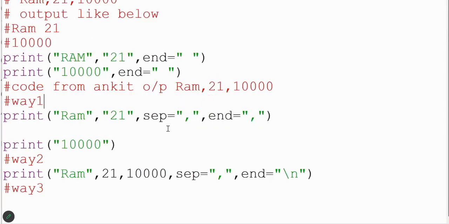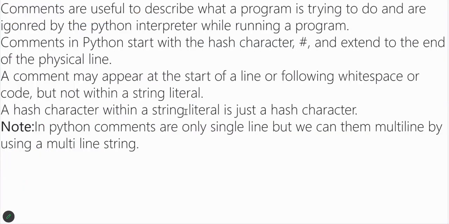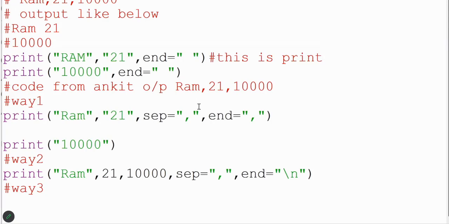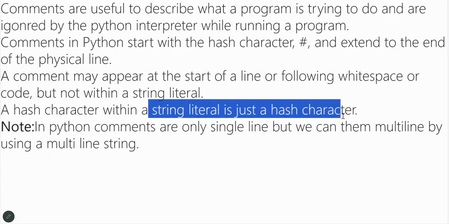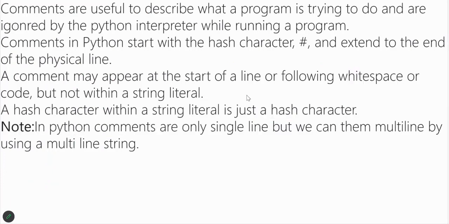So in this case, comments can be like this. At the start of the line, or following some space, or you can also give it following your code, like here, at the end of the line. This is possible, but we should not give it within a string literal, something like this. Even if you give a hash there, it is just a hash character, and Python doesn't consider it as a comment.